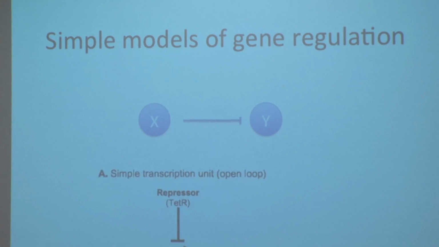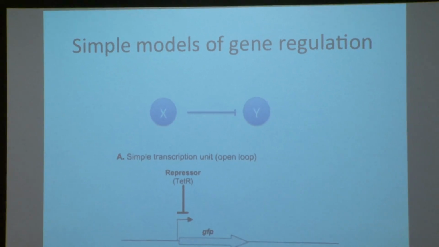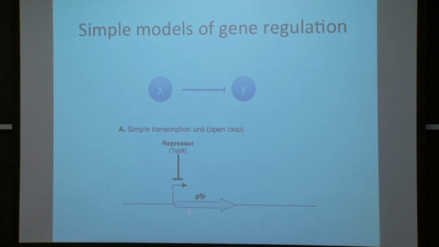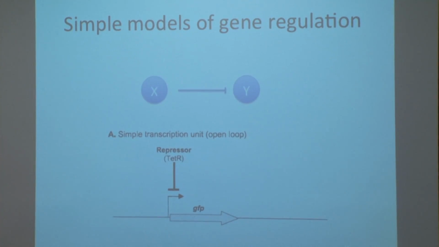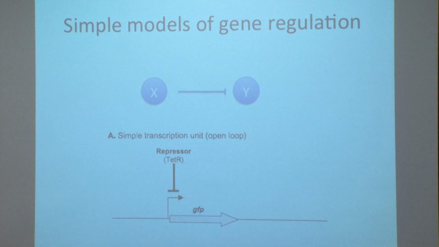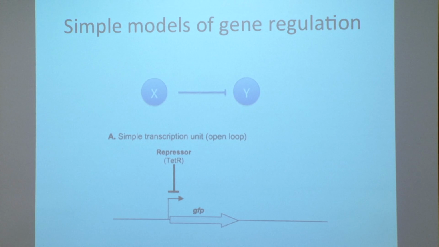Now the question is, what happens here? For example, you might have this transcription factor, say TetR, that's repressing expression of this gene that is encoding GFP, green fluorescent protein. You're going to see this many, many times over the course of the semester. In some ways, one of the things we're going to see in the class is that new ideas often arise from new techniques or new capabilities.